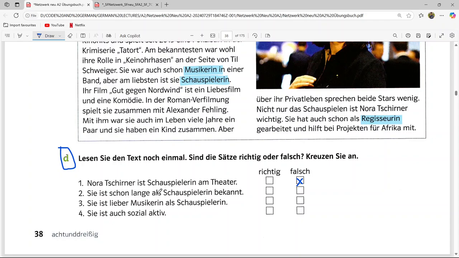Sie ist schon lange als Schauspielerin bekannt. So she is more known as an actress. Yes. Sie ist lieber Musikerin als Schauspielerin. No, she prefers to be a Schauspielerin. Falsch. Sie ist auch sozial aktiv. She is active, but yeah, we can say that she is active. She is making projects and making contributions. Okay. So this one is also done.